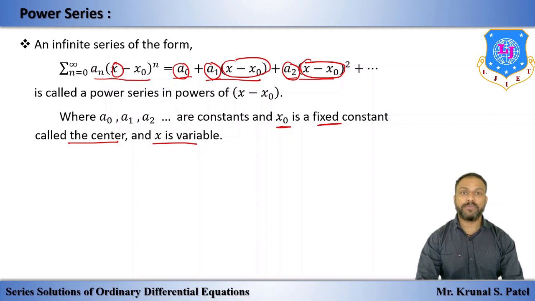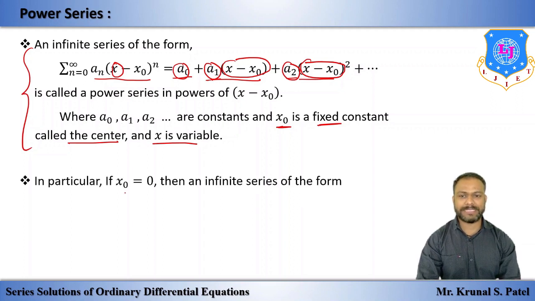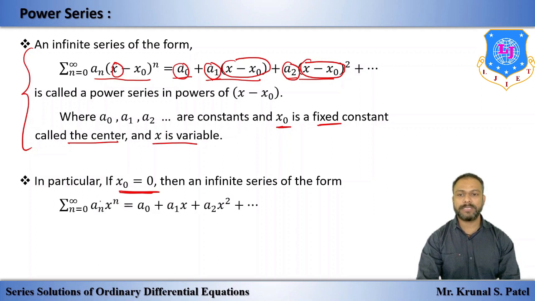Before starting this chapter, you have to know about the power series, and we are all very familiar with it because we studied power series in semester 1 also. Now in a particular case, if we take x0 equal to 0, that means the center of the series becomes 0, then the infinite series has the form Σ from n equals 0 to infinity of a_n x raised to n, because x0 is 0, so x minus 0 becomes x.